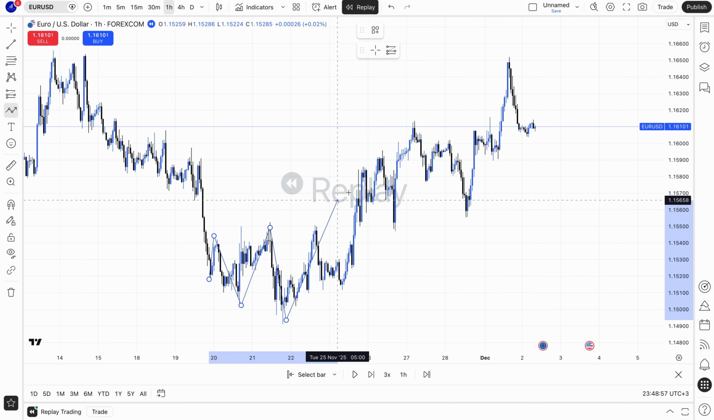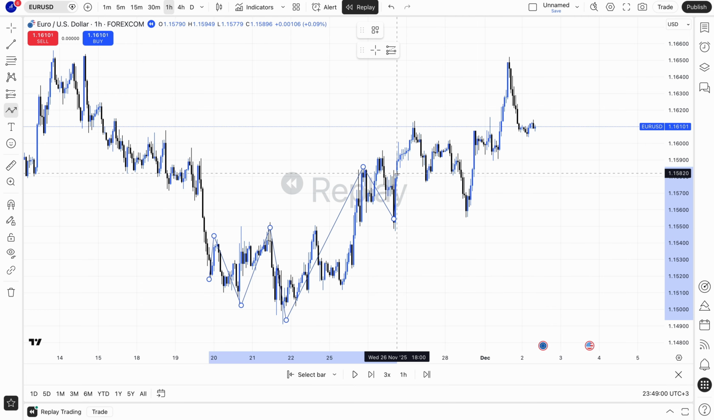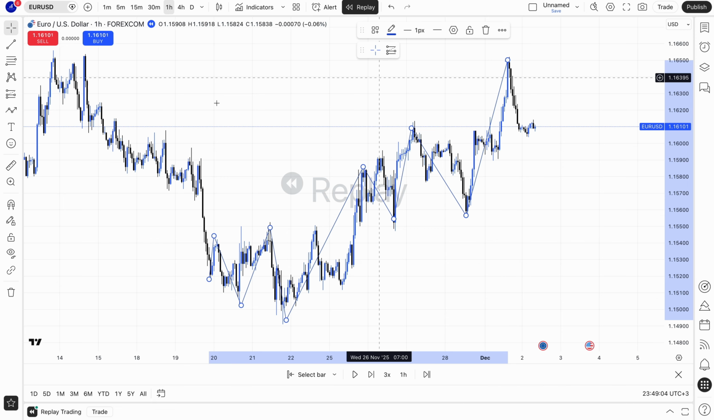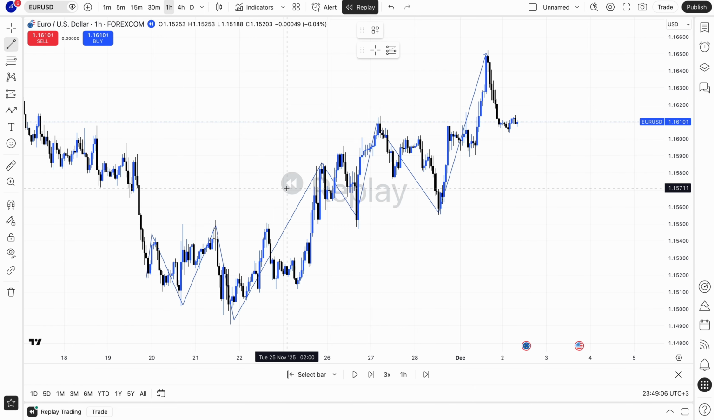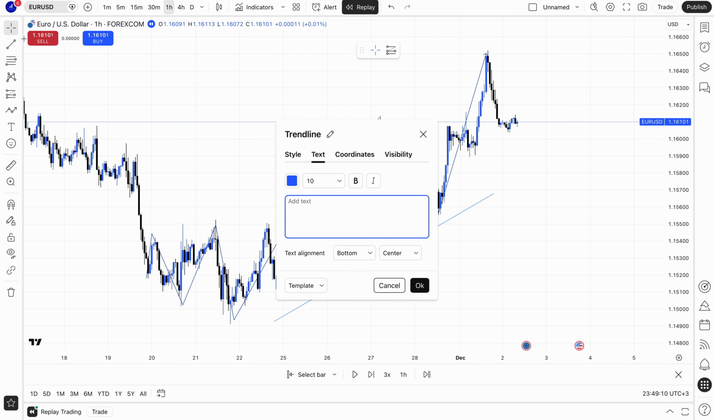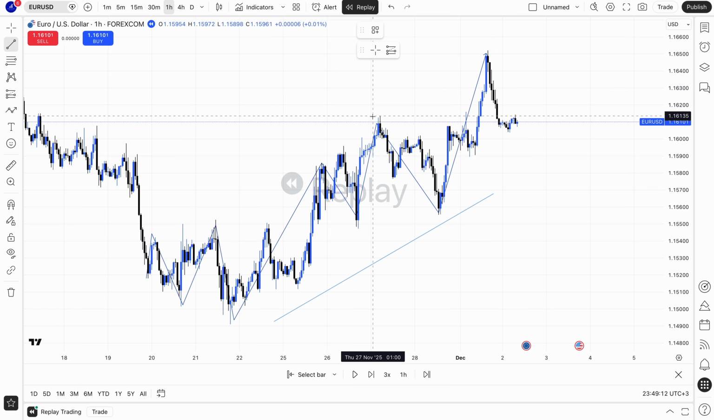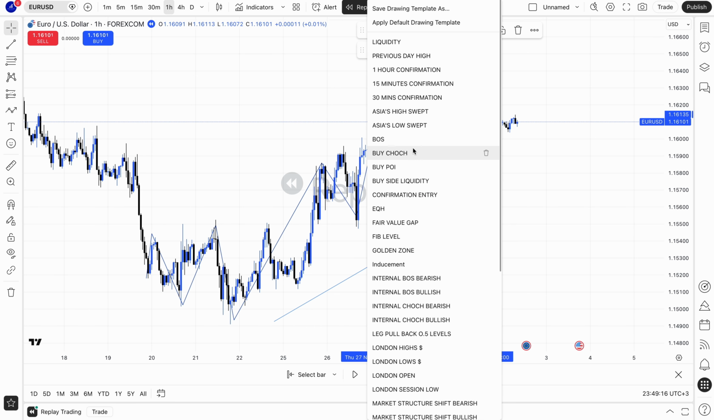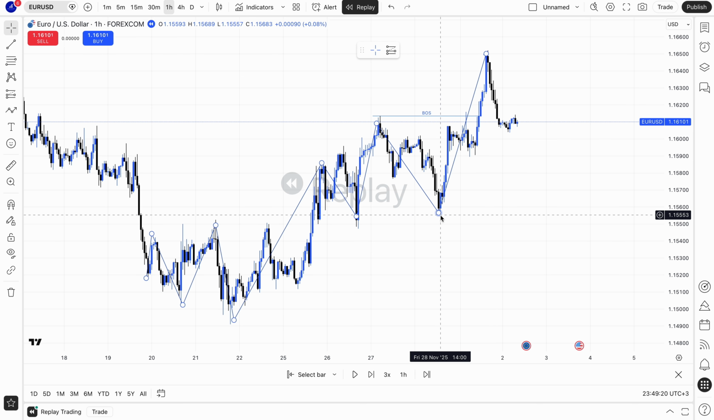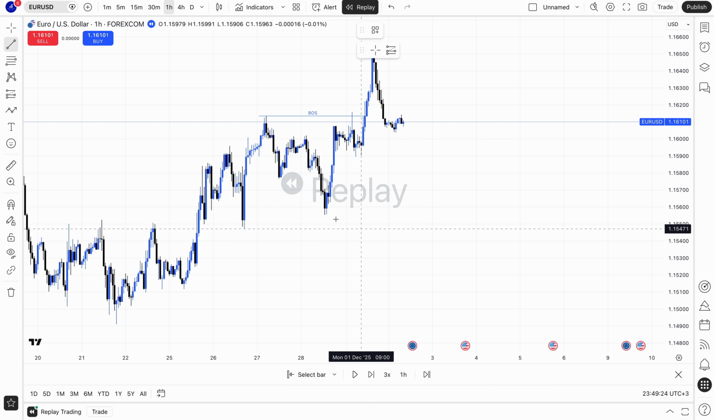Then you had the change of character to the upside. Then you had the break of structure to the upside continuation. Then you had the break of structure to the upside. That means the price was moving up. So this was our last break of structure to the upside, and this was our protected low, what we can call our swing low.